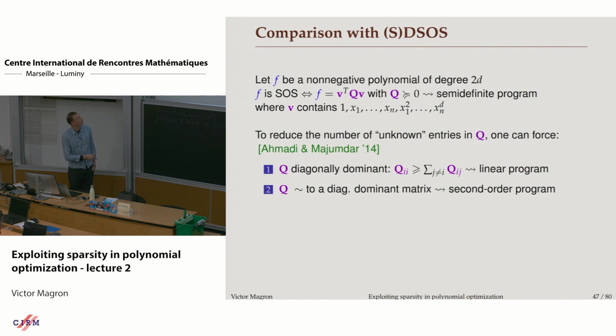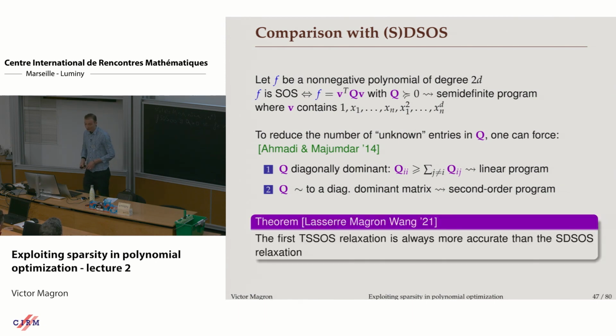Or which satisfies this diagonally dominant condition. So every diagonal entry is greater than the sum of the other entries in the same row and the same column. Or equivalent to a diagonally dominant matrix. It's cheaper because instead of solving a semi-definite problem, you solve a linear problem, or here you solve a second order problem. But of course, this matrix might not exist. So it's kind of heuristics.